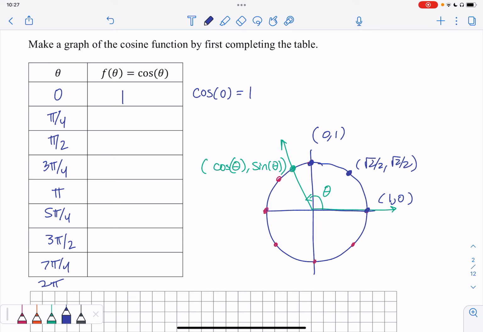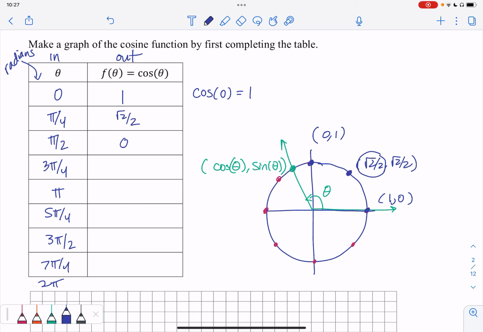And notice that these are just in radians. We most often work in radians. Sometimes we work in degrees, but radians are kind of our default. So here's my in and my out. If my input is pi over 4, my output for the cosine function is just that x coordinate, so root 2 over 2. And then at pi over 2, my x coordinate is 0.